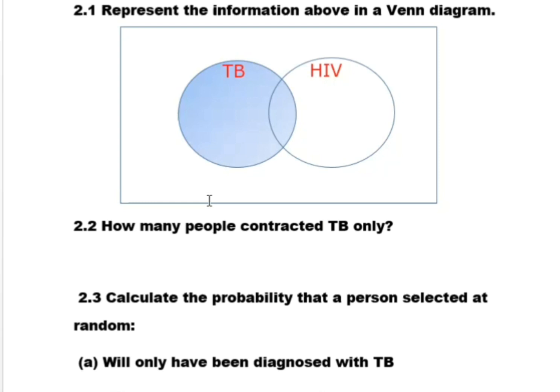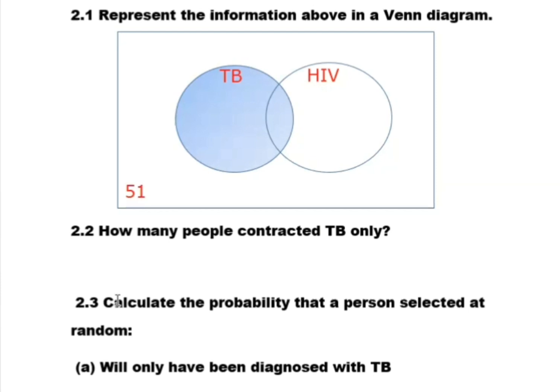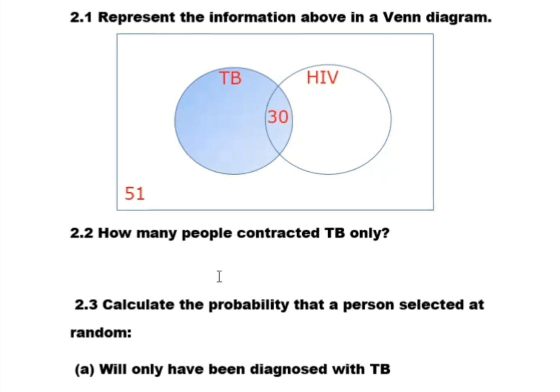Now, going back to the data that was given to us, how many people do not have TB or HIV? It's 51. How many people have both HIV and TB? It's 30. How many people have HIV? It's 69. But we've already counted for 30 who have HIV and TB. So how many people only have HIV? It's 39 because it's 69 minus 30.